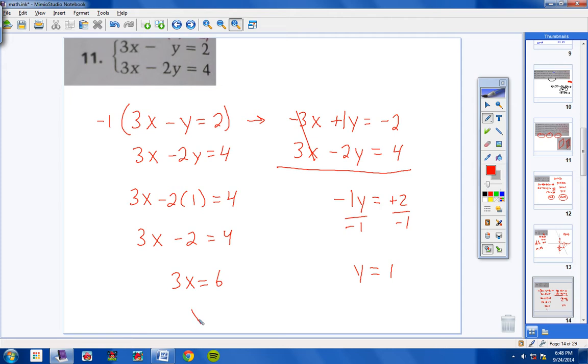And then divide both sides by 3, x equals 2. So your answer would be 2, 1. Okay, 2, 1. All right, let's continue on. That was numbers 9, 10, 11.